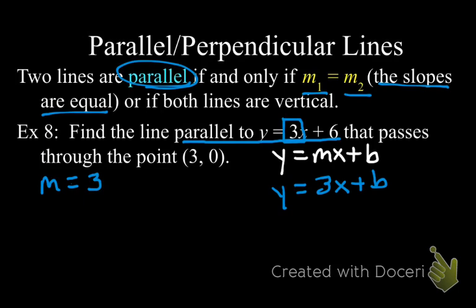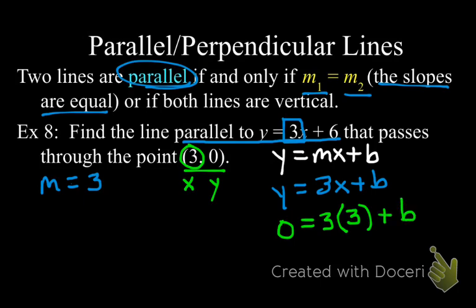Then they're going to give us an additional point. That additional point is (3, 0). So remember that means the x is 3 and the y is 0. So we're going to plug those numbers in. So we're going to have y is 0. Then we've got the 3 from the previous slope, but we're going to put in an x value of 3 from right here. So that's going to go in there, and then plus b, and then our goal is we need to try and figure out what b is.